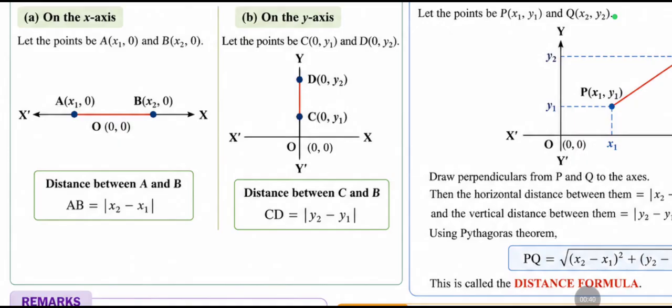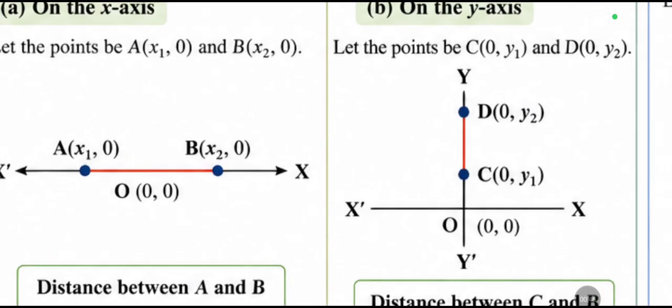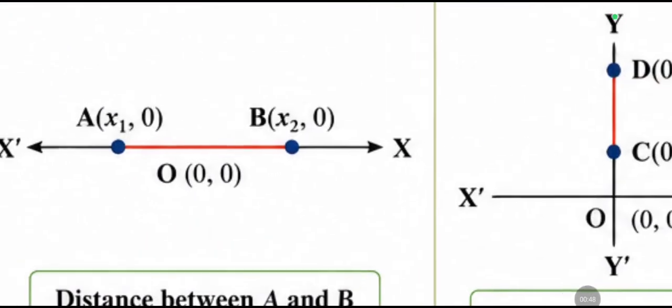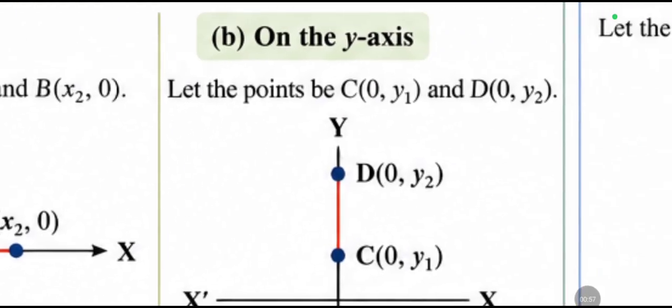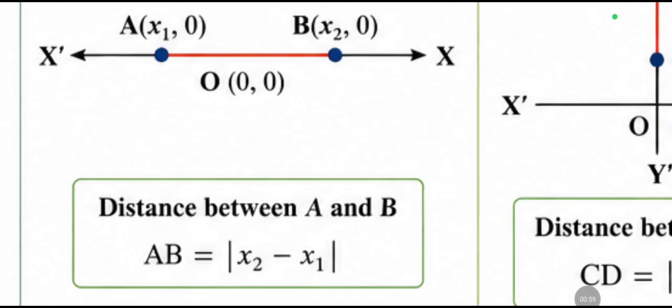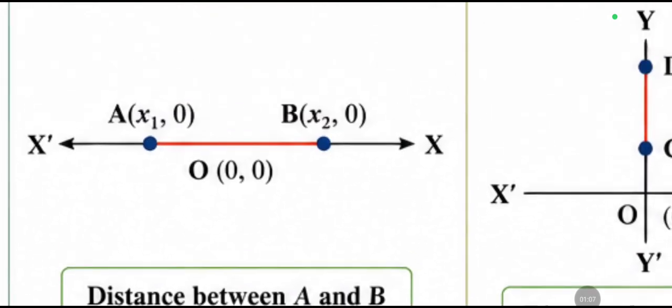Okay. On the x-axis, let us take two points A (x1, 0) and B (x2, 0). Here have a look, children. This is the x-axis, point A (x1, 0), point B (x2, 0), and O is the origin (0, 0). Now the distance between A and B: AB equals modulus of x2 minus x1.